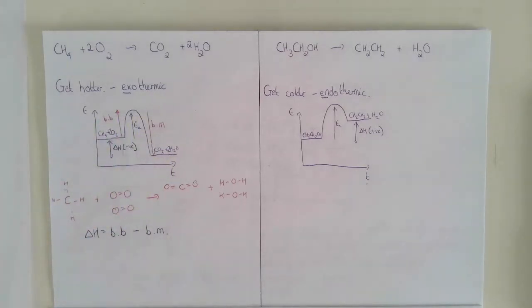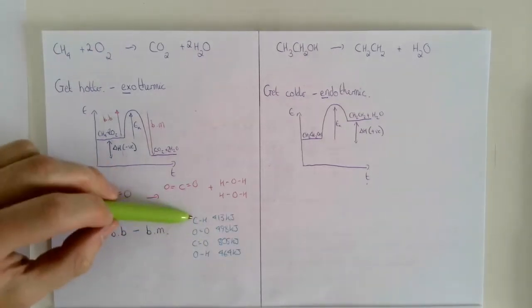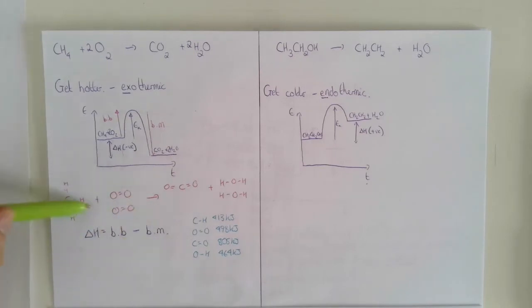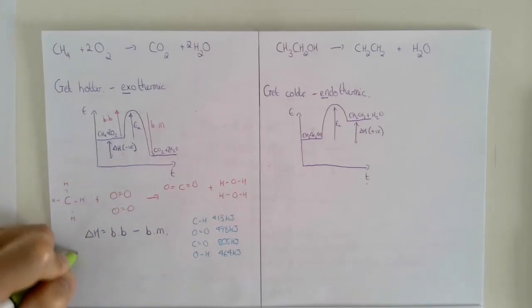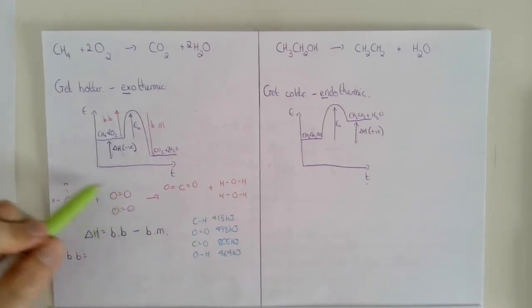So let me just find one where they've given the bond energies for this. I just found it on a paper, but I've written it down. These are the energies for the different bonds that we've got over here. So if I want to work out delta H, I need to work out the total energy required to break all the bonds over here.